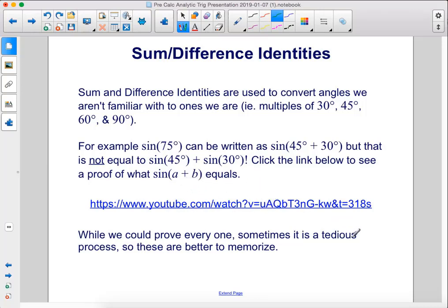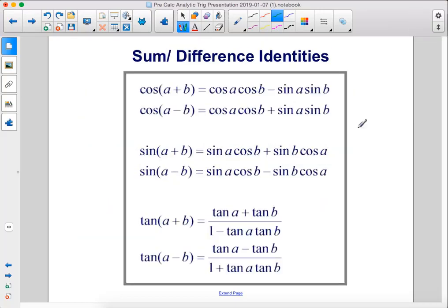While we could prove every one, sometimes it's a tedious process, so these are better to memorize. Cosine of A plus B equals cosine A cosine B minus sine A sine B. Cosine of A minus B equals cosine A cosine B plus sine A sine B. Sine of A plus B equals sine A cosine B plus sine B cosine A. Sine of A minus B equals sine A cosine B minus sine B cosine A.